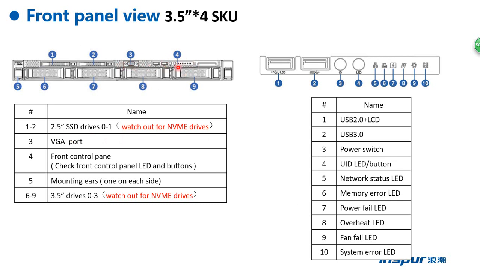The VGA port, the front control panel, including the buttons, the power button, and the indicators. The mounting ears: the five are the mounting ears. 6, 2 and 9 are the 3.5 inch drives. The little one is the huge part. USB port, power button and UID button, network status indicator, memory error indicator, power fail indicator, overheat indicator, fan fail indicator, and system error indicator.